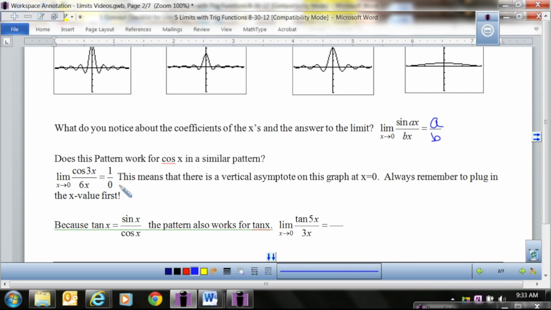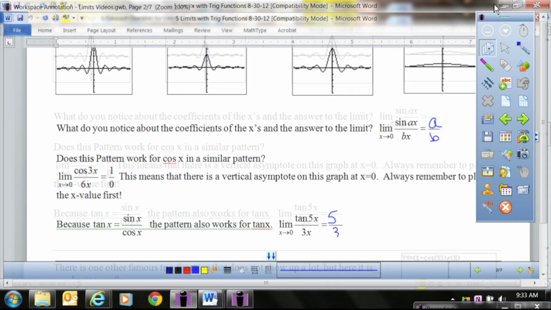And then, let's look at cosine and see if it works. When you put in 0, notice you get 1 over 0. That's a vertical asymptote, not a hole. So we know that that's not going to exist, so that's not going to work. And will it work for this? It will, and the answer to this is 5 over 3, and they'll figure out that pattern. So there are a few that it works for.